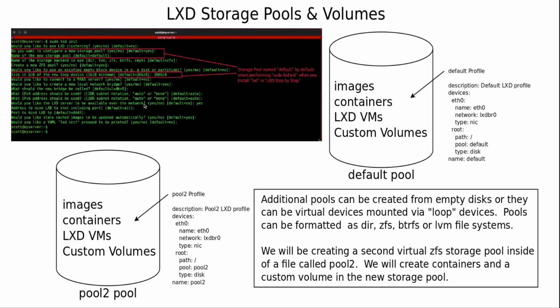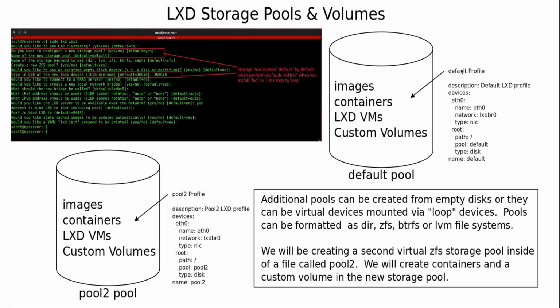Okay, sorry about the eye chart here, but this is what we're going to talk about today. In the upper left-hand corner, we have a copy of the LXD init command that we used in the LXD step-by-step video, and all I'm illustrating, highlighted in red, was when we created the default storage pool, which was actually a virtual ZFS file system inside of a file. And that's what we have here. As I depicted in this disk diagram, the default storage pool contains images, containers, LXD VMs, and custom volumes.